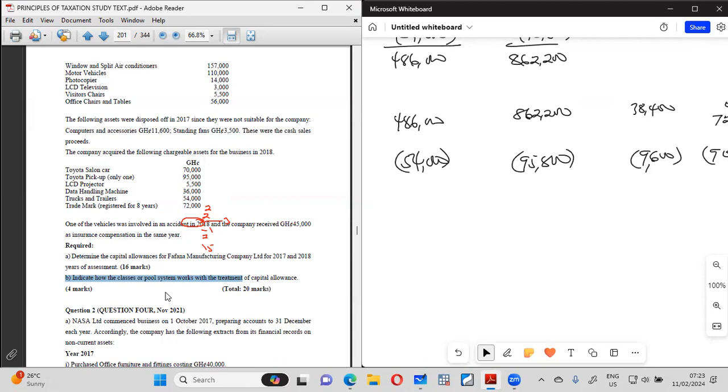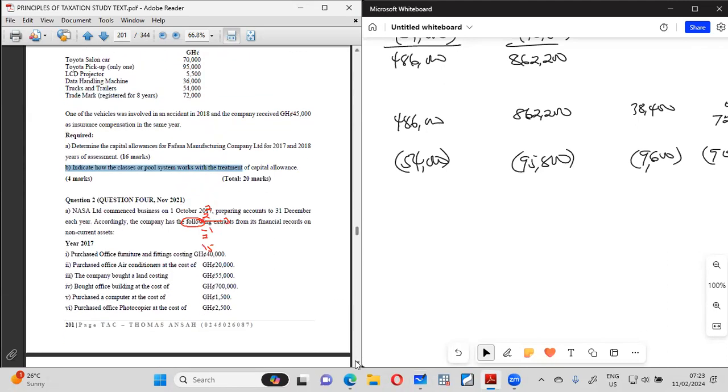And please remember, capital allowance is granted for assets that you are using to produce income. So if the question tells you that part of the asset is used for personal use, you won't calculate capital allowance for the personal use part. So you deduct the capital allowance for the personal use part.